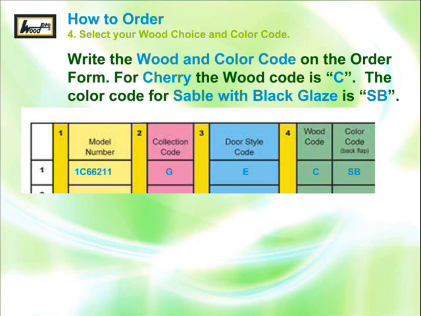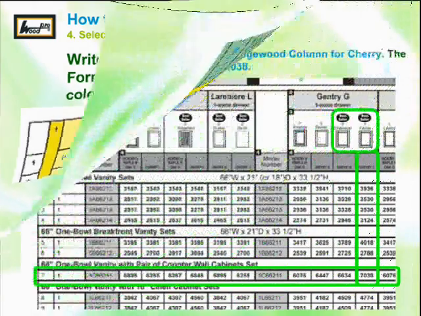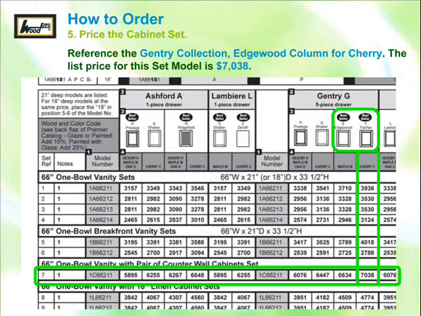This completes the first 4 steps in ordering a model. We have the model number, the collection code, the door style code, the wood code, and the color code. Although we will not be using this in our example, there are personal design options available for sets and for individual cabinets on pages 78 through 83 in the Designer catalog. The How to Order Step 5 is to price the cabinet set.